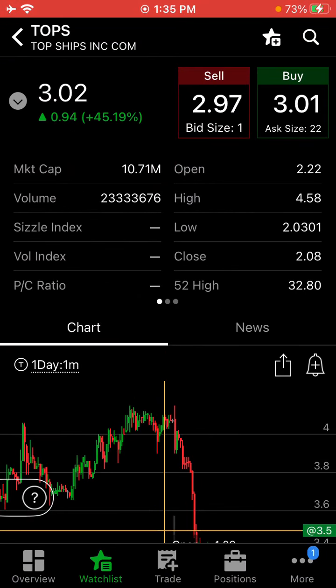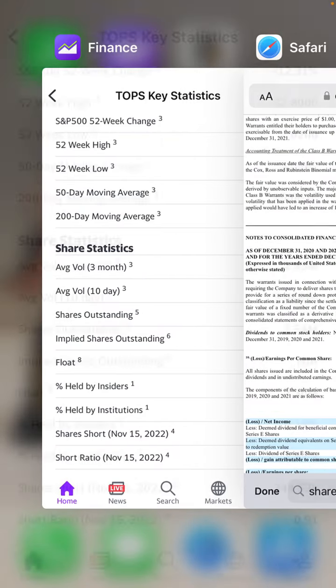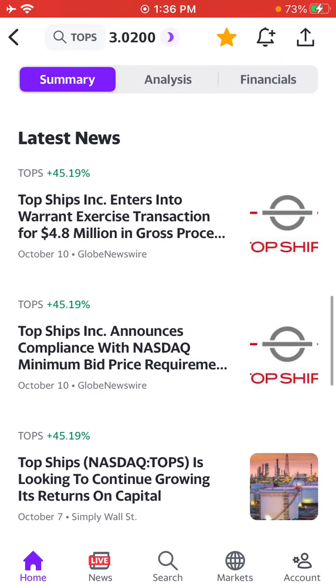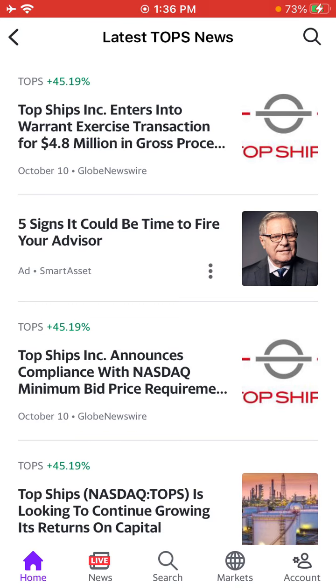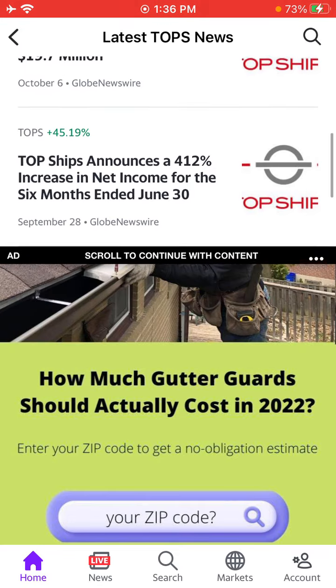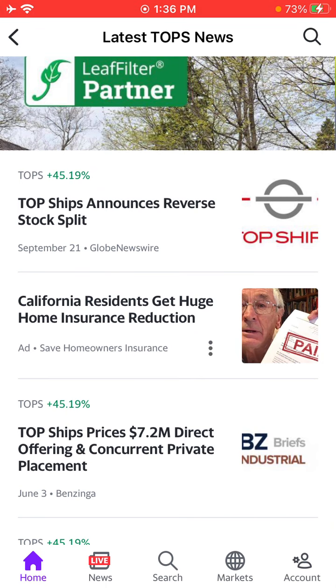So you can see though how it can be tricky to get the accurate float, because after they do a reverse split. And then here I can just show you that they must have at some point done a reverse split here. Usually they'll mention it on Yahoo Finance. So I'll see all news. So here we can see the reverse split.